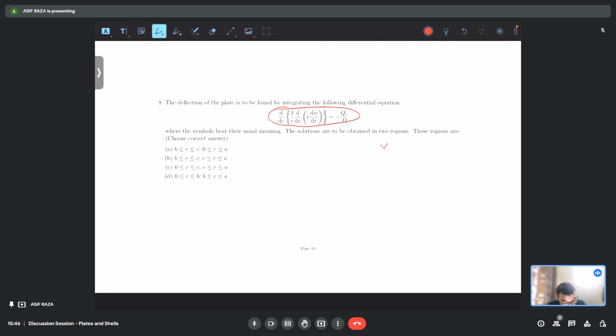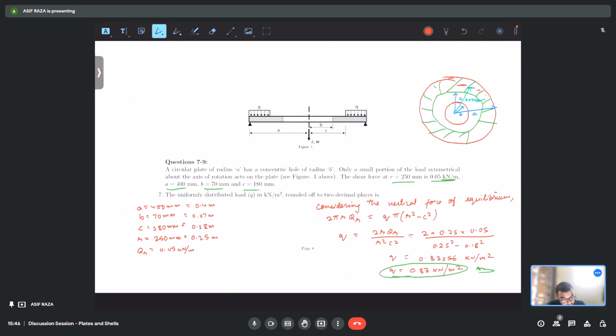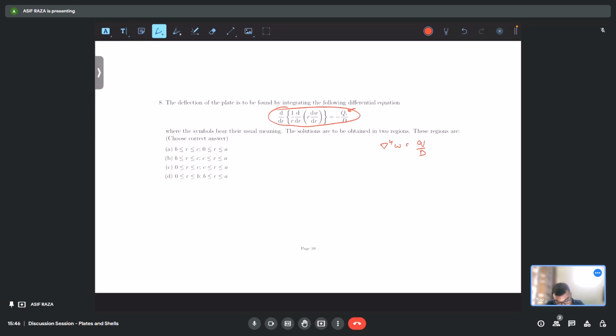As we know, del 4 W is equal to Q by D, so it depends mostly on QR, and QR in this case varies in two regions: from radius r equal to 0 to C, which is the loading condition at C, and then from C to A, right? So the correct answer would be 0 to C, C to A. Yeah, the option C.